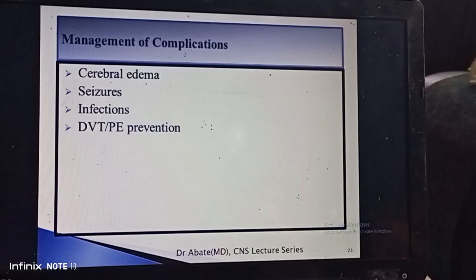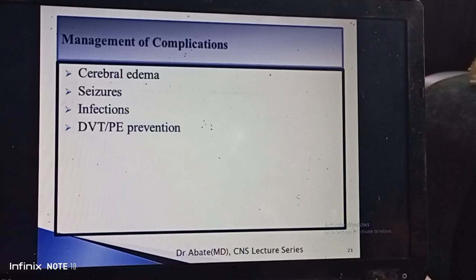The other thing is infection. This group of patients are at risk of developing infection. They might develop aspiration pneumonia. They might develop urinary tract infection because patients with stroke are bedridden, so any kind of infection in this group of patients is possible, especially if they have lost their consciousness. Pneumonia is very common, and other infections are also possible. So you have to think and screen for infection in such a group of patients.